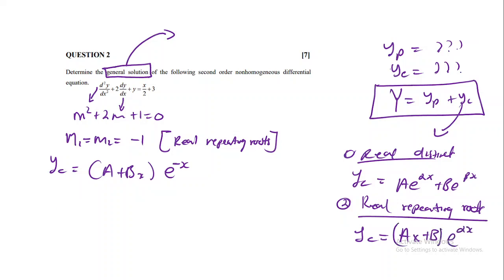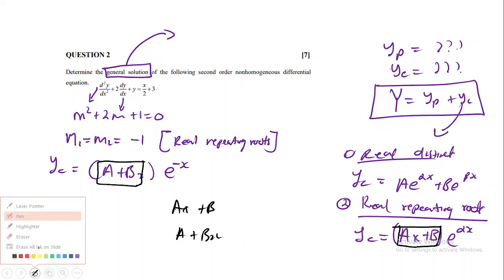alpha x. So I just want to clarify something. If you look at the inside function here, you can see you're having a straight line. So actually it does not matter if it's ax plus b or if it's a plus bx. At the end of the day, you should be able to know which yc you use when you're having real distinct roots, real repeating roots, or complex roots. So in our case, we're having real repeating roots. That's why our yc is a plus bx e to the exponent minus x.